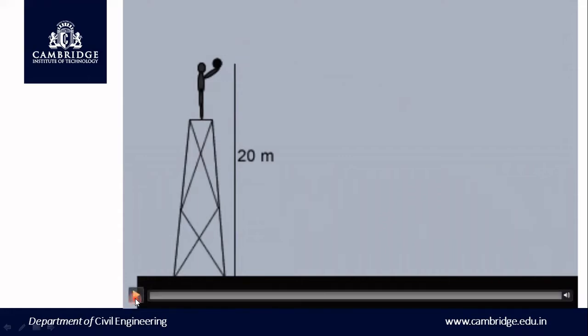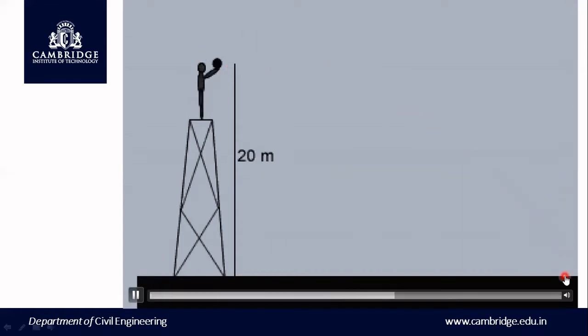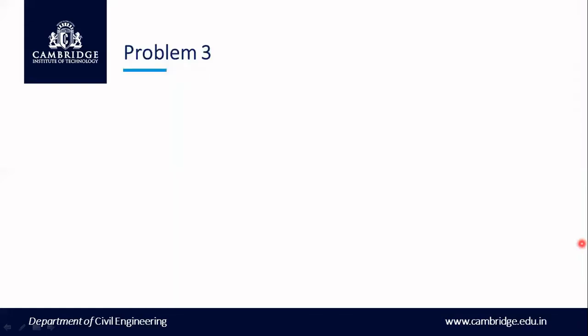And see a demonstration here, which I have borrowed from Google. So this is the way the projectile is thrown. So coming to problem number 3, which is dependent on that cliff problem.